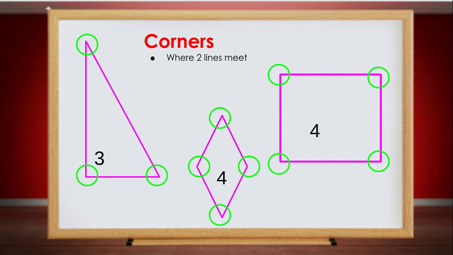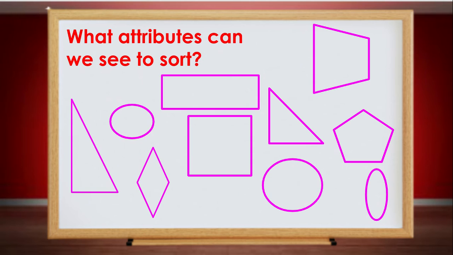Good, so now we know open and closed. We know lines, straight lines, and not straight lines. And then now we know corners. So now, what attributes can we see to sort the shapes right in front of you? Let's think. Let's think about the corners that we might see that are similar. Or let's think about the straight lines. Or even about closed and open.